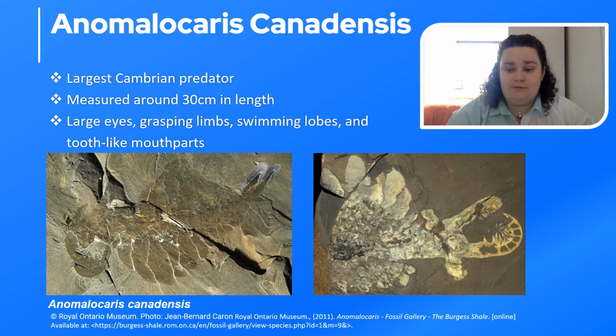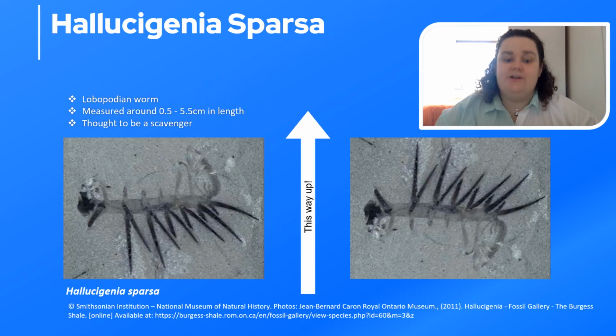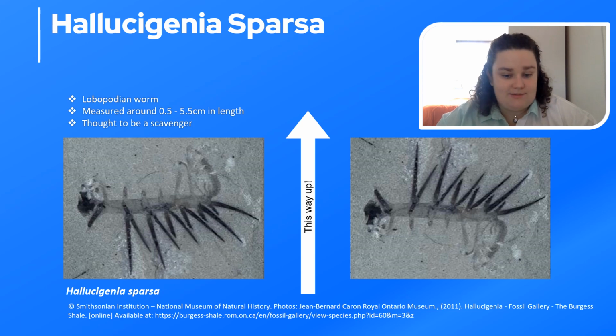It is thought that Anomalocaris was a predator. This is because the eyes were on stalks, as well as its large frontal appendages and its tooth-like mouth parts. The second organism that we'll be talking about is Hallucigenia, and this is a lobopodian worm, and it measured around 0.5 to 5.5 centimetres in length. It's thought to be a scavenger.